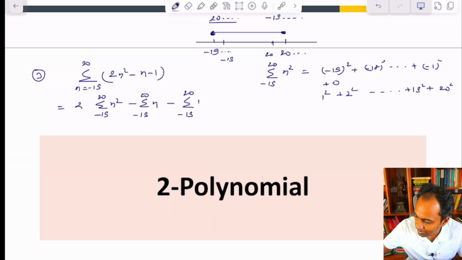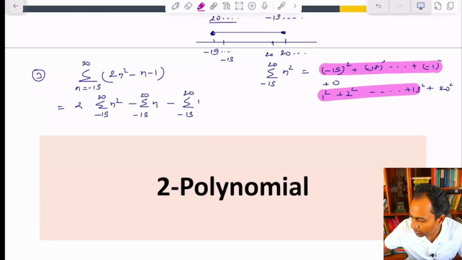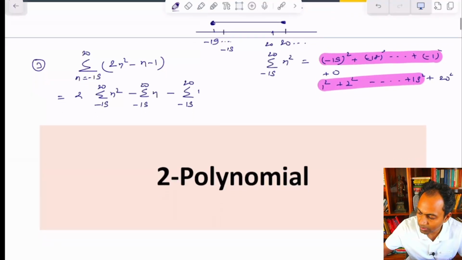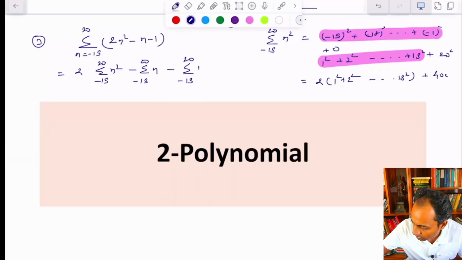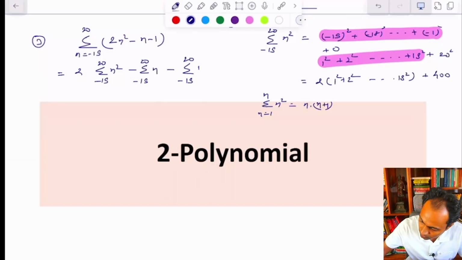You can see that the values from here to here and here to here are the same. Only 20 square will get added towards the end. So if I write this down, this is 2 times 1 square, 2 square till 19 square, plus 400. Now in order to find this value, we have a formula for the summation of n square starting from 1 to n. The value is n into n plus 1 into 2n plus 1 by 6.